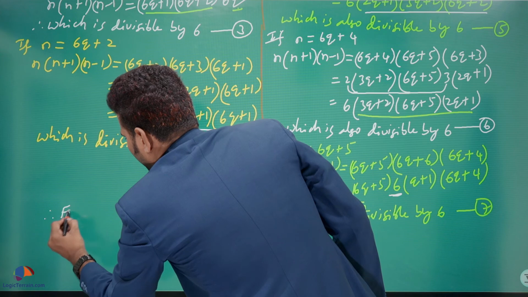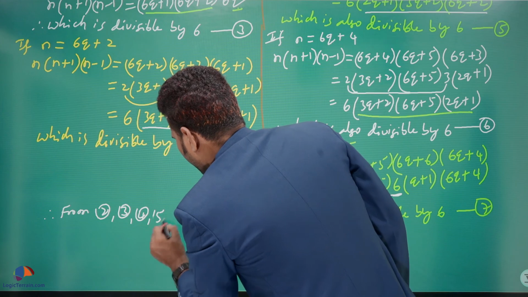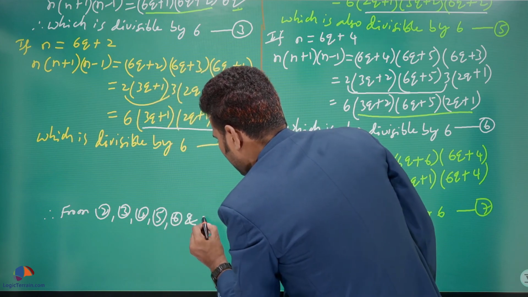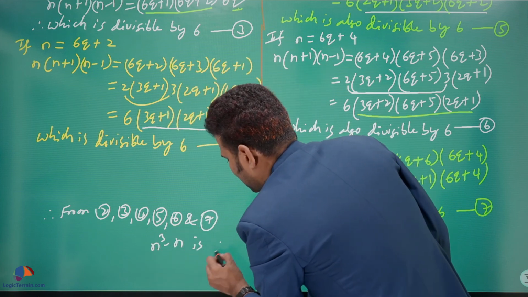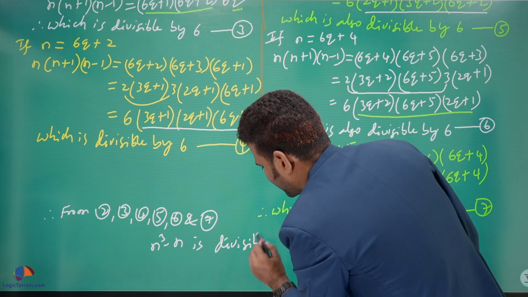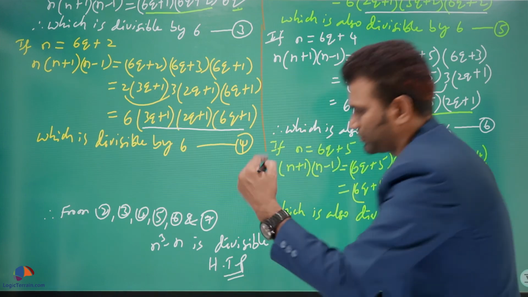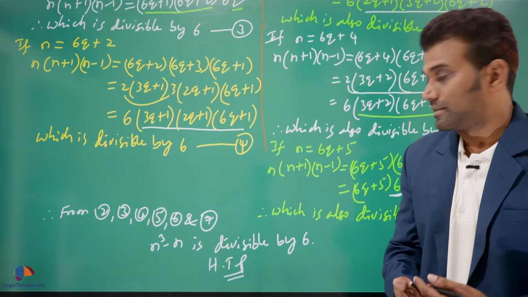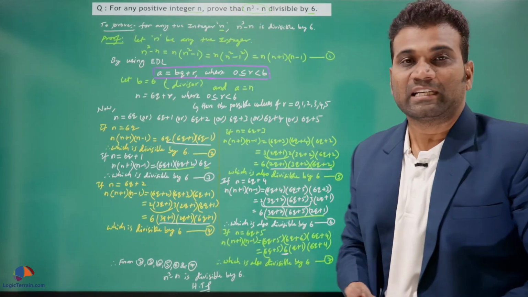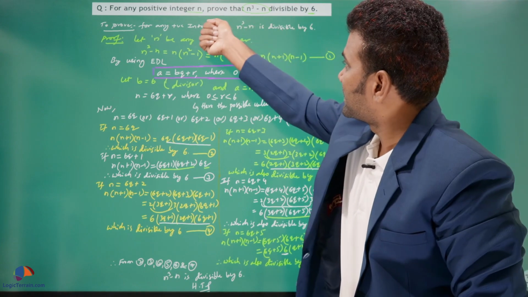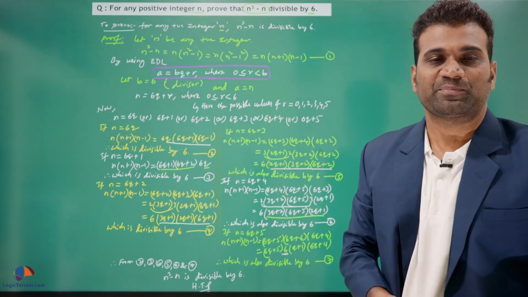Therefore from 2, 3, 4, 5, 6 and 7, n cube minus n is divisible by 6, hence the proof. So for any positive integer n, n cube minus n is divisible by 6. Clear? So in this way we can show for any positive integer n that n cube minus n is divisible by 6 by using Euclid division lemma. Clear?